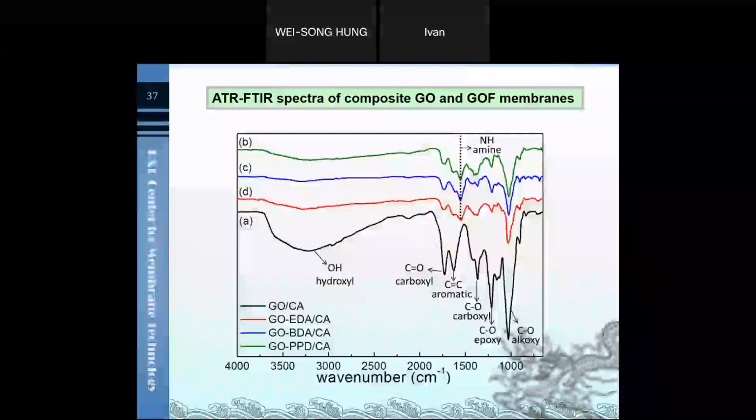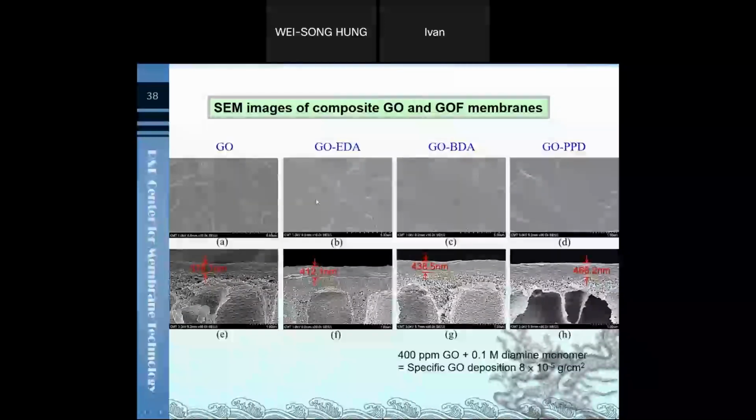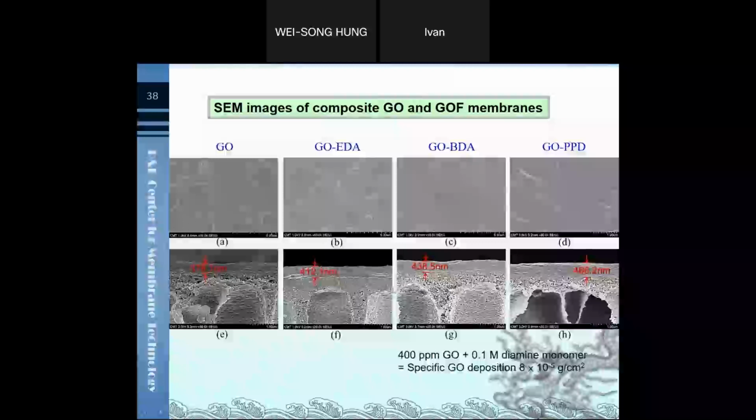So here is the structure. When we use diamine to cross-link with the graphene oxide, from the IR spectra it's easy to see an amine functional group. And from the cross-section SEM image, when we fix the graphene deposition amount, we obtain an increasing thickness of the graphene oxide framework. This result may be due to the different chain lengths of the diamine monomer in the graphene oxide layer, resulting in different thicknesses.